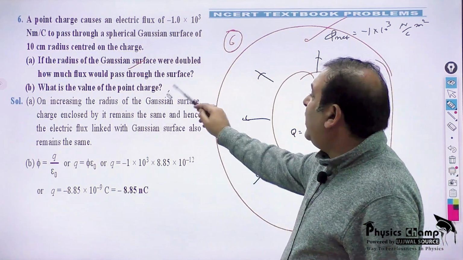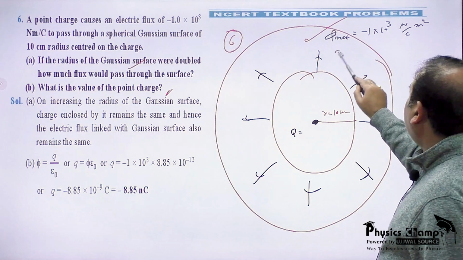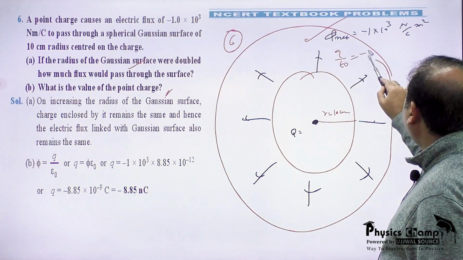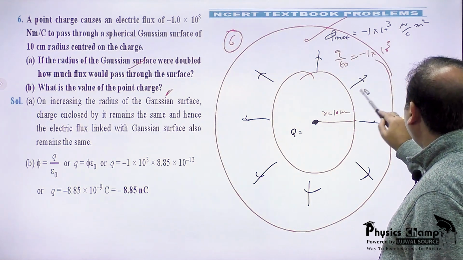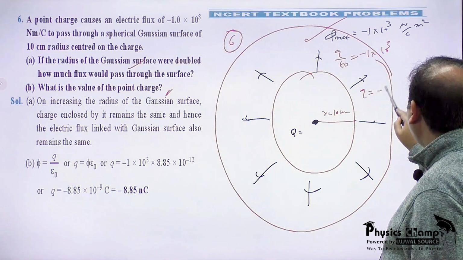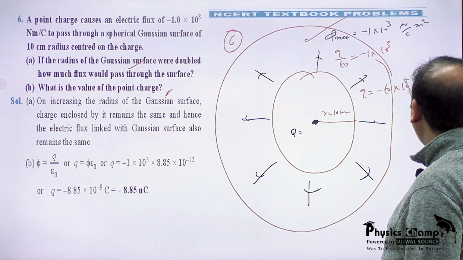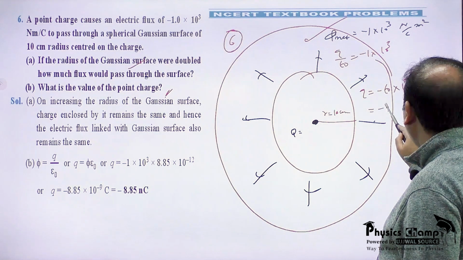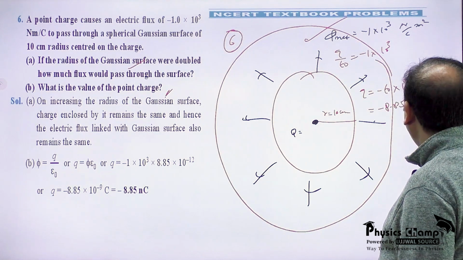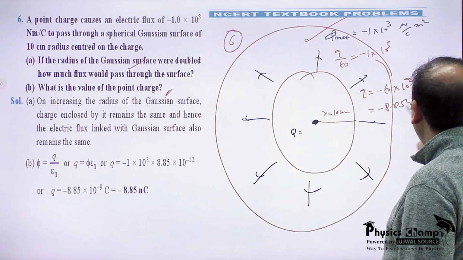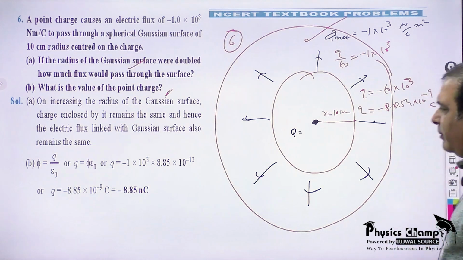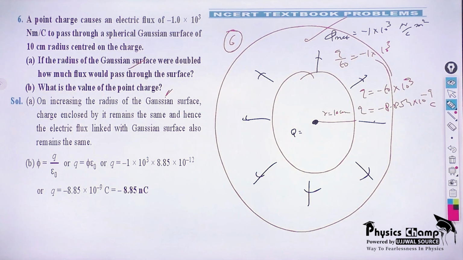And what is the value of point charge? So I can say Q by epsilon naught is equal to minus 1 into 10 to the power 3. So point charge will be minus epsilon naught into 10 to the power 3. So minus 8.854 into 10 to the power minus 9 coulomb, or 8.85 nanocoulomb. So we can get charge, and when the charge inside is not changed, if you double the radius, it doesn't matter.